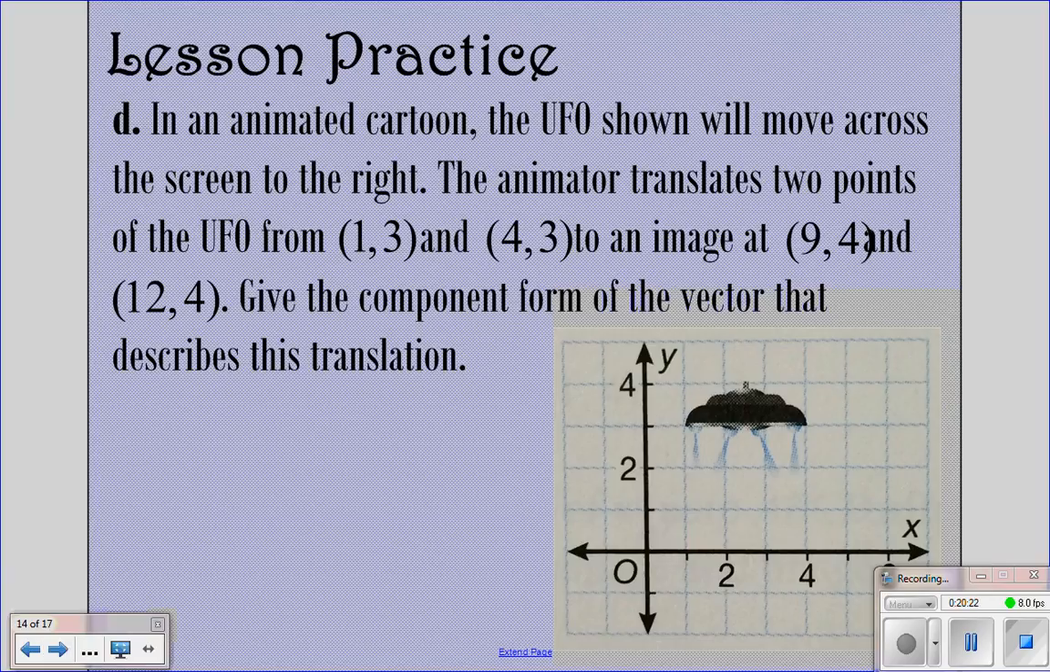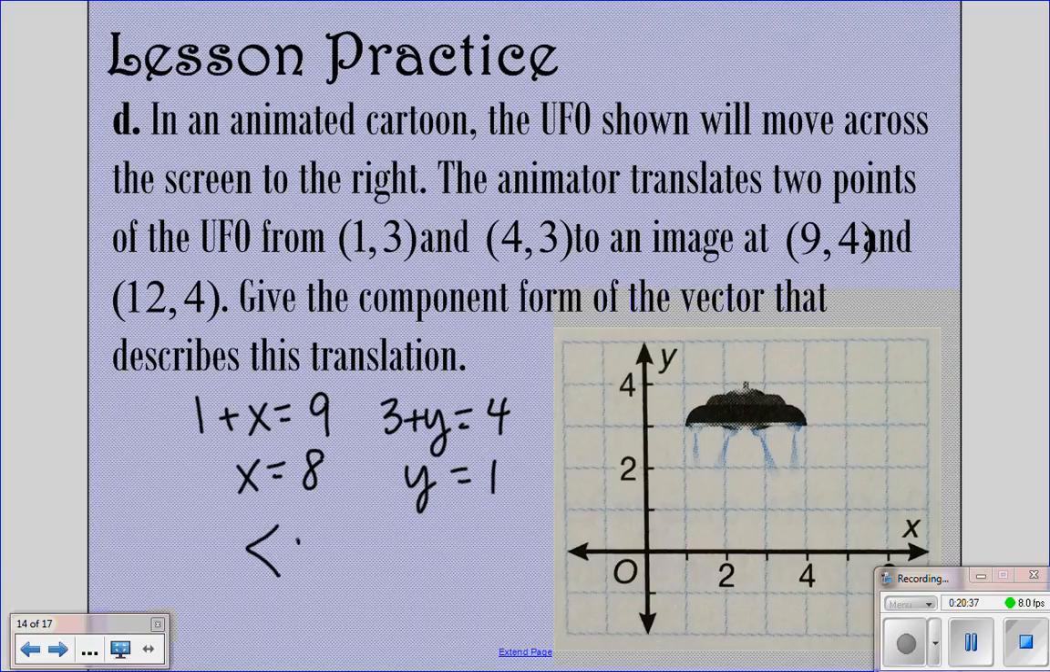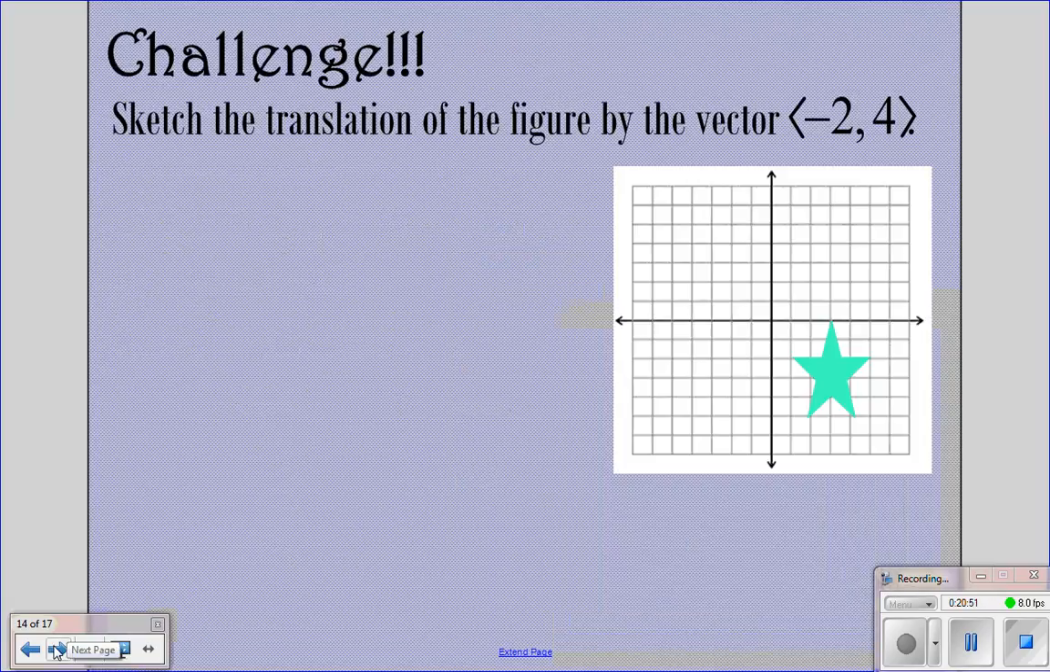So we want to go from 1, we want to add some x value and get to a 9. And we want to go from 3, add some y value to get to a 4. So our x would be 8 and our y would be 1. And so the component form would be 8, 1. And you can check, 4 plus 8 is 12, 3 plus 1 is 4. And so that would be your answer.